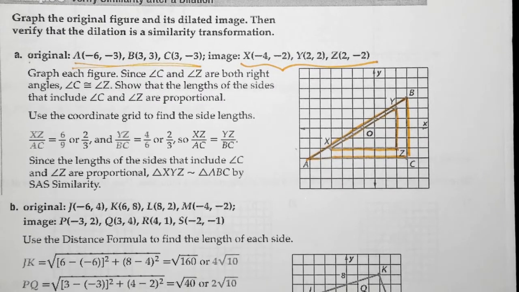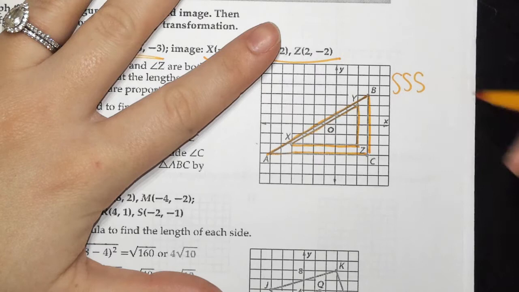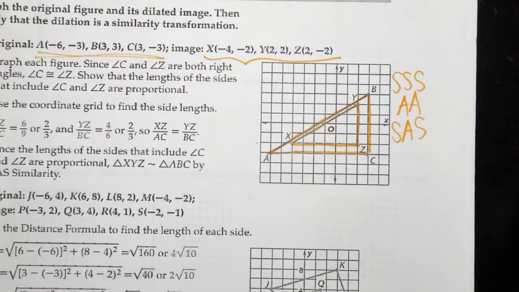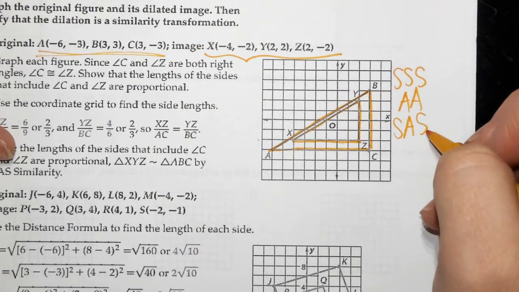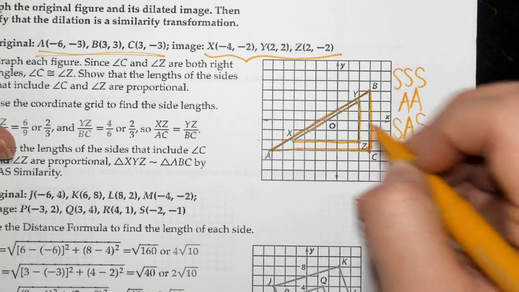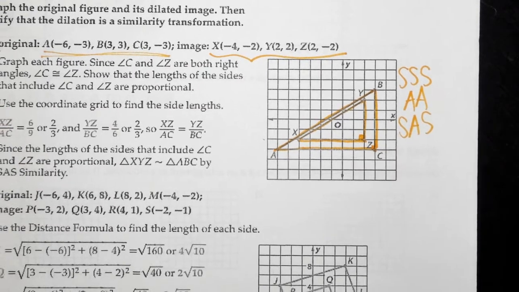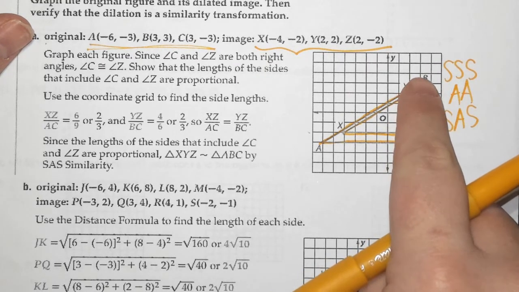They don't tell you what the scale factor is, and they want you to determine if those two triangles are similar. Well, in section 7.3, we learned 3 tests for triangles. What were they? Side, side, side. Angle, angle, and side, angle, side. Okay? Well, this one, I would prove by side, angle, side, because they're both perpendicular. So angle C and angle Z are both 90 degrees.